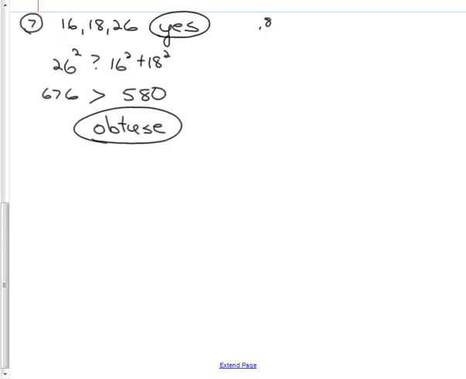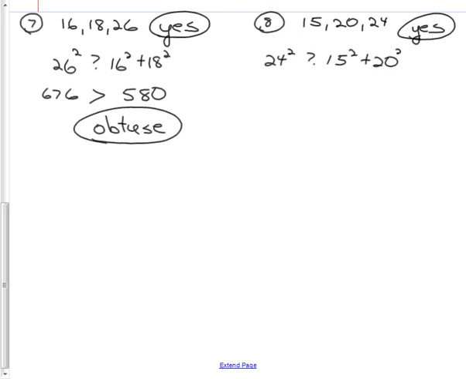Let's do 8. Yes. 15, 20, and 24. Yes. They didn't even make it interesting. They didn't even give us one that doesn't make a triangle. It makes a triangle. Would have been easier. 24 squared, we're going to compare with 15 squared and 20 squared. So numbers. 15 squared plus 20 squared is 625. 625 on the right. How much?